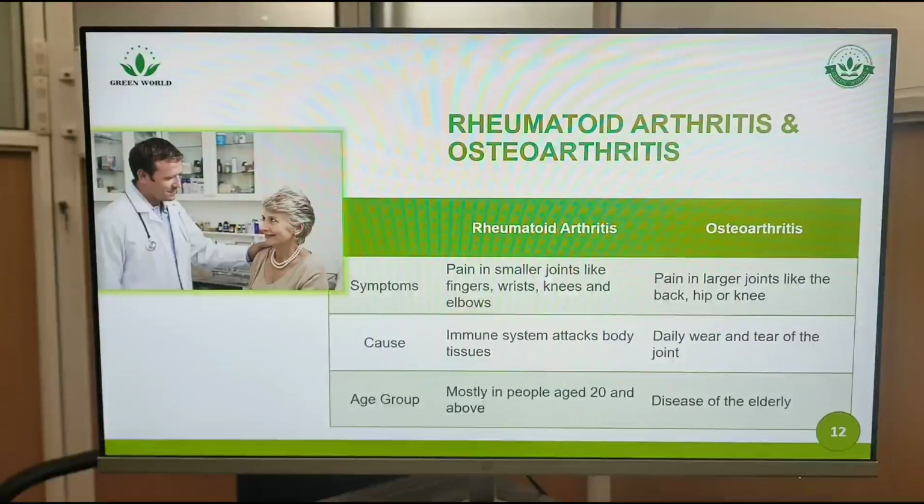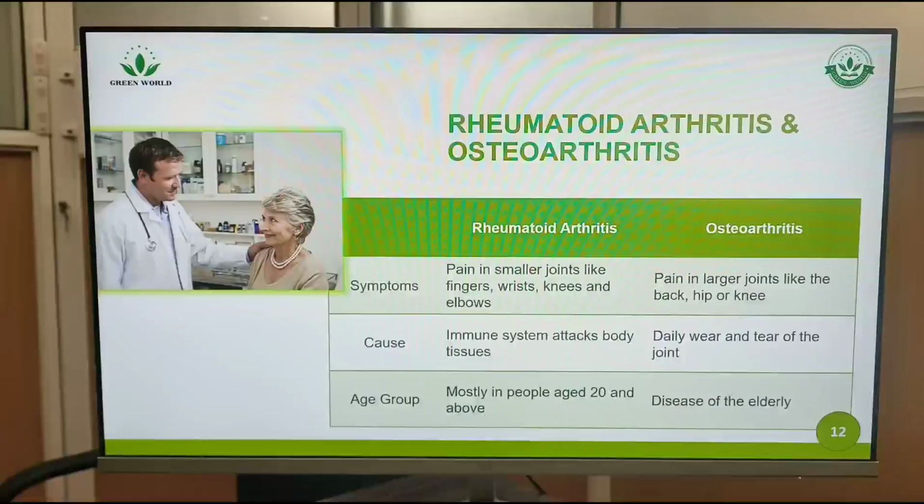Now, from the table, we can see that rheumatoid arthritis and osteoarthritis share the same symptom of pain on the joints, but for rheumatoid arthritis, it is the pain in smaller joints. So, we are going to see what is rheumatoid arthritis and what is osteoarthritis, so that when you are coming for treatment, you need to know whether I have rheumatoid arthritis or I have osteoarthritis, okay? Now, it is the pain in smaller joints like fingers. When you talk about the pain, wrist, we also have knees and elbows.